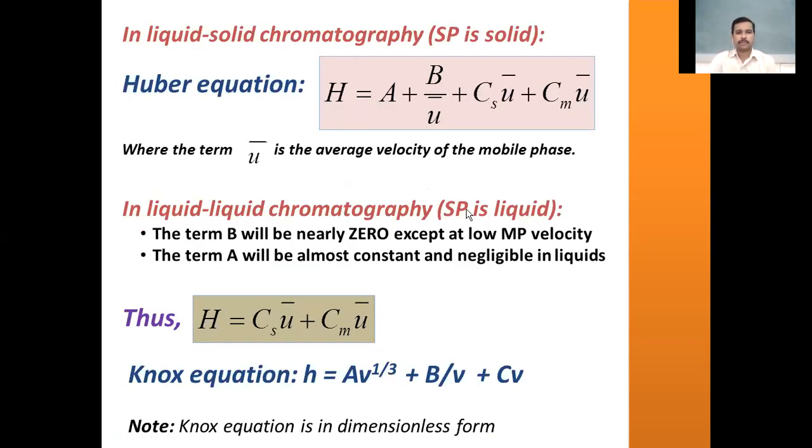So if you take liquid solid chromatography, in liquid solid chromatography the mobile phase will be a liquid and the stationary phase will be a solid. So if the stationary phase is a solid, there is a packing material in the chromatographic column.